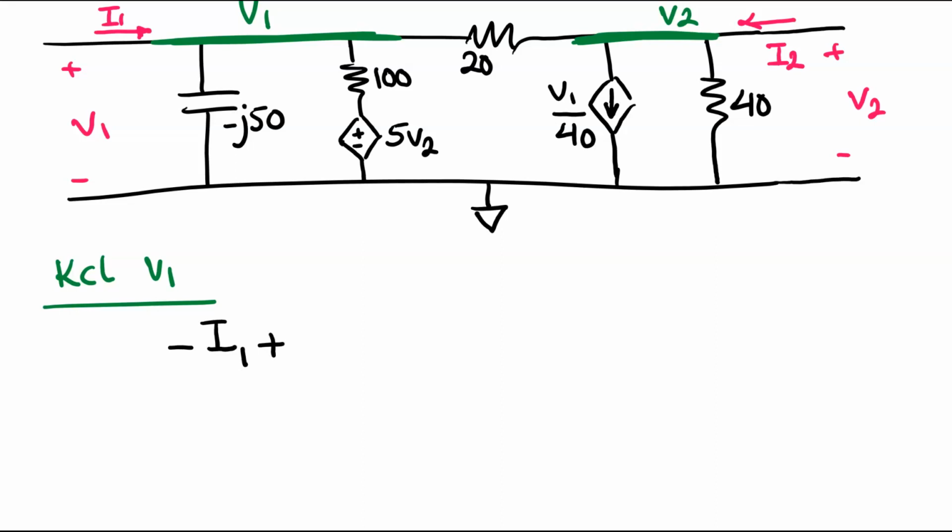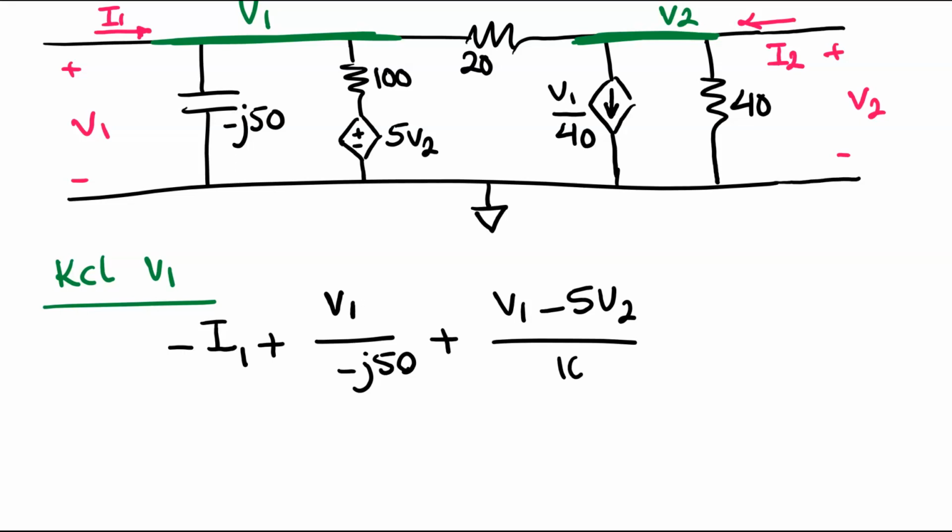The next component is the current of capacitor, which can be described by Ohm's law. So V1 divided by minus J50. And then V1 minus 5V2 divided by 100. And the last one is the current of 20 ohm resistor, which can be described as V1 minus V2 divided by 20 equal to 0. So this is my KCL for V1 without making any assumption.